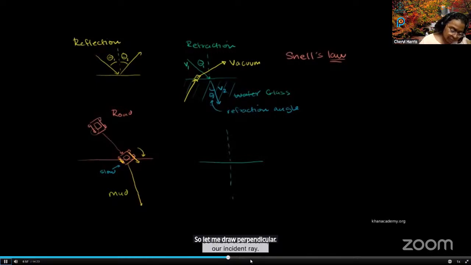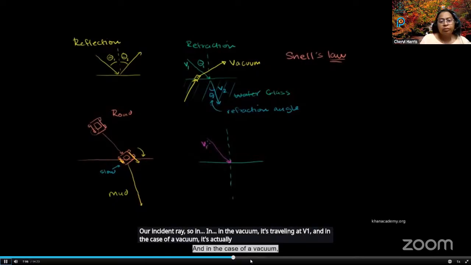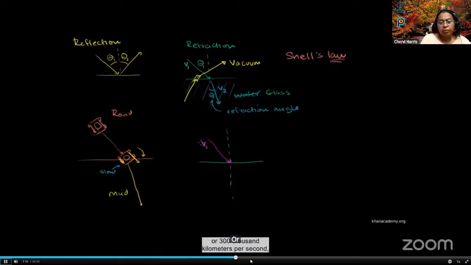And so I have our incident ray. In the vacuum, it's traveling at v1. And in the case of a vacuum, it's actually going at the speed of light in a vacuum, which is c, or 300,000 kilometers per second, or 300 million meters per second.